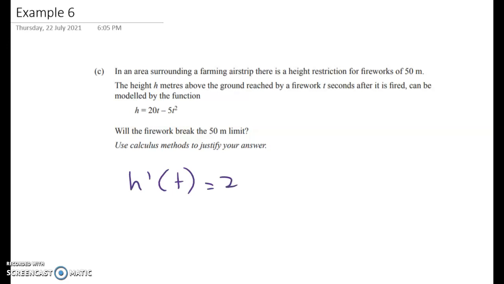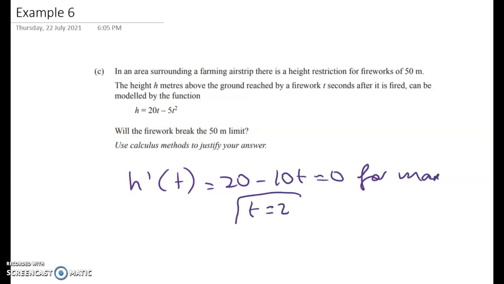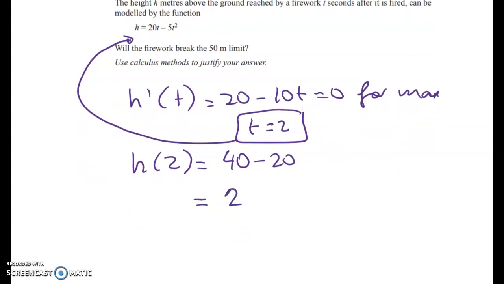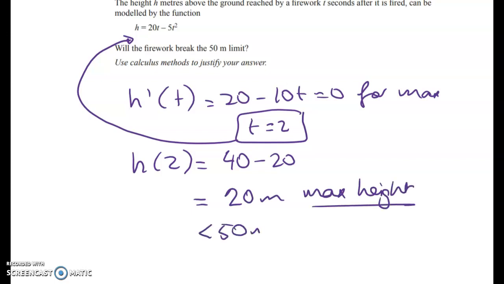h dash of t is equal to 20 minus 10t equals 0 for a maximum. So t must equal 2. We take that to figure out the height at 2 seconds, and we get h of 2 is equal to 40 minus 5 fours, which is 20. That gives us the maximum height of 20 meters, and that's less than 50 meters, so it won't break the limit.